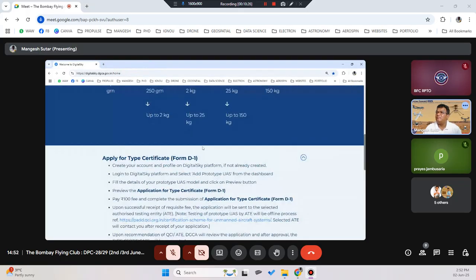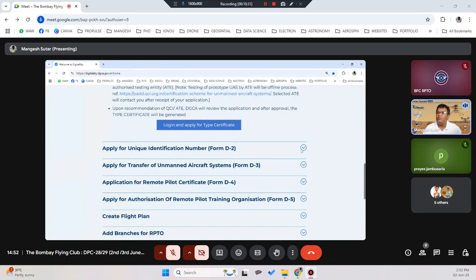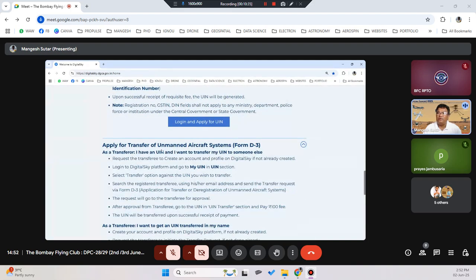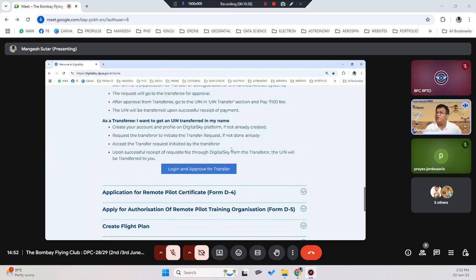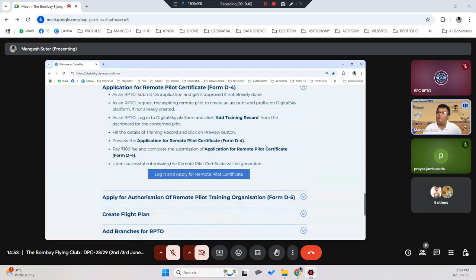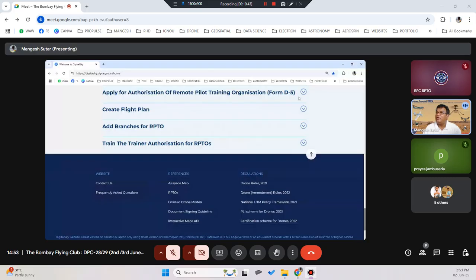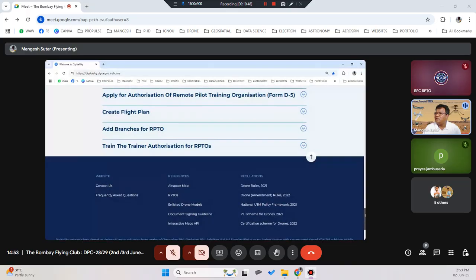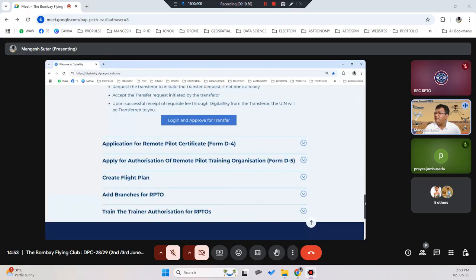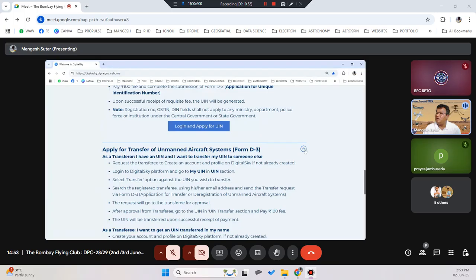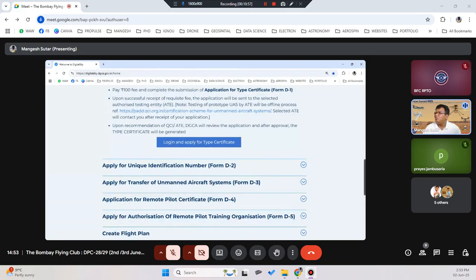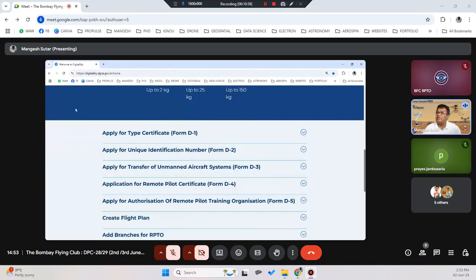You can see here Type 1 form for your type certificate. Then you have Form D2 for your UIN number. Then Form D3 for your transfer or deregistration. Then Form D4 for applying for a remote pilot certificate, or Form D5 for a remote pilot training organization. All these things were managed through this platform. We'll see more in detail in the last session or maybe on day 3 at Igatpuri. You can also go through this website on your own and see all the options.